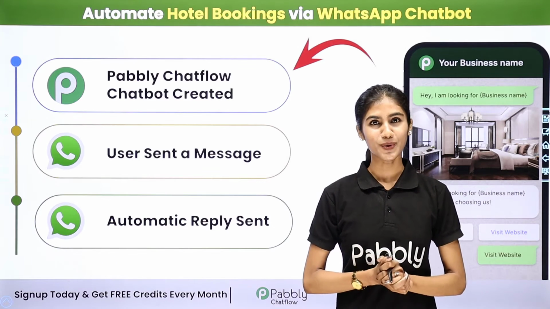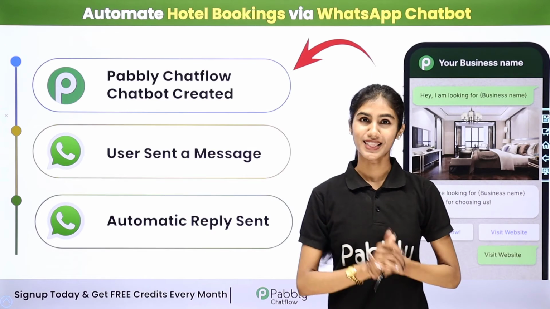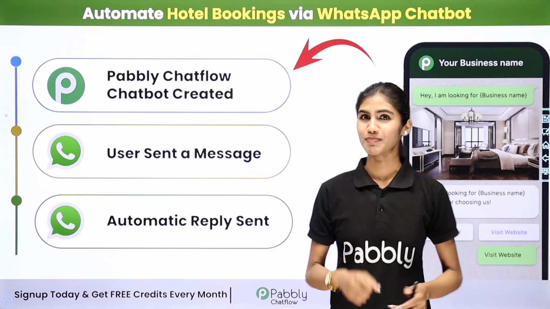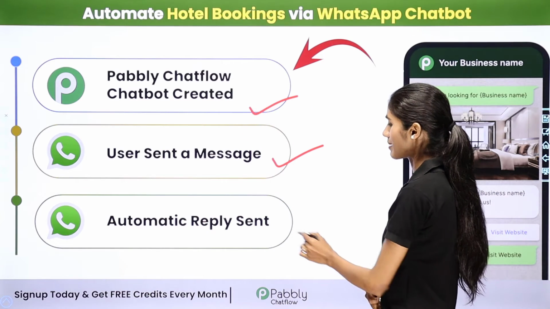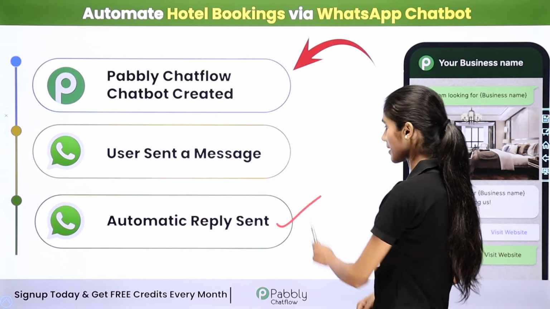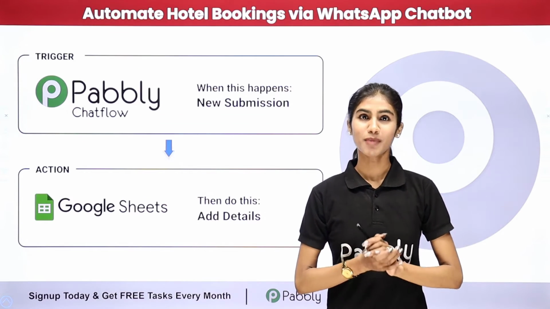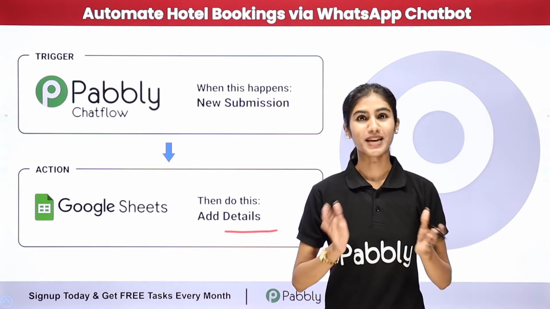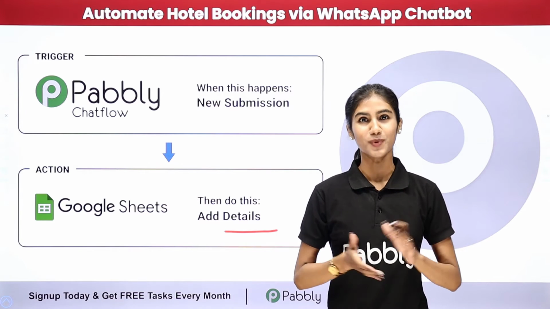In this video, we are going to learn how to automate hotel bookings via WhatsApp chatbot. And this chatbot can be created with the help of Pabbly Chatflow in just 3 simple steps. In step 1, the chatbot is created. In step 2, when users send a message, a reply is automatically sent to them. And not just this, the details of all your guests and their rooms will automatically be stored in our Google Sheets. So now, without wasting any time, let me take you to my screen and show you how to create this WhatsApp chatbot and how this works.